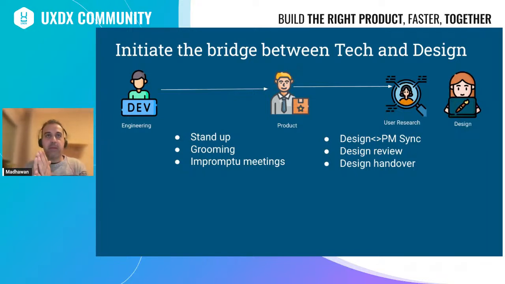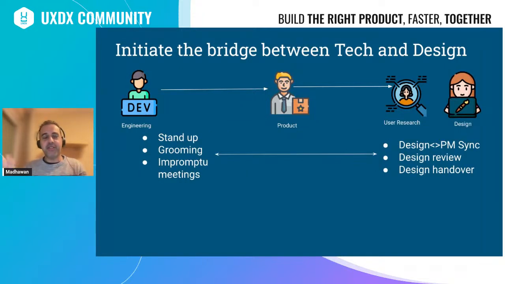If you're a product manager, you meet with your developers in stand-ups and groomings. And if you're a designer, you would probably have a design PM sync, a design review. Try to get people in these meetings where you can say, hey, why don't we have a designer join our stand-up very quickly so that the question can be answered? Why don't we have a developer join a design PM sync where he can get clarity on his question?